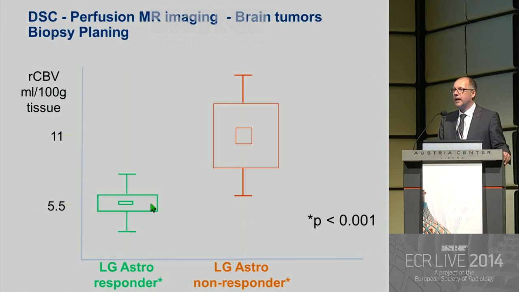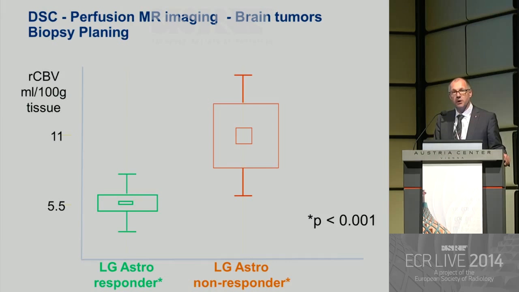Our interpretation of this data is that the histological diagnosis, which was mainly done by biopsy, was just wrong. They chose the wrong biopsy site and were not able to pick the most malignant part of the tumor.